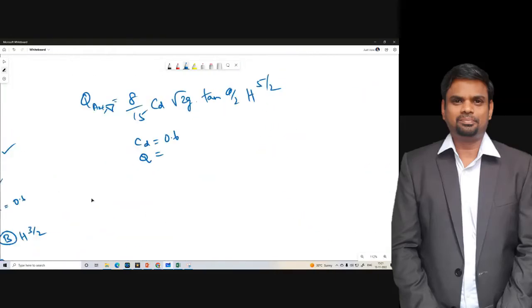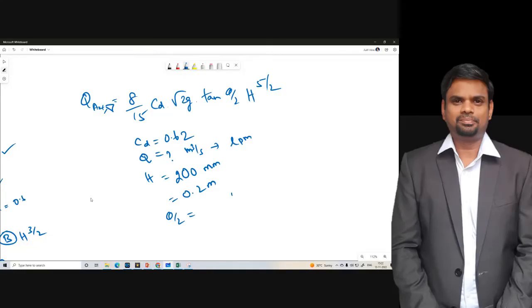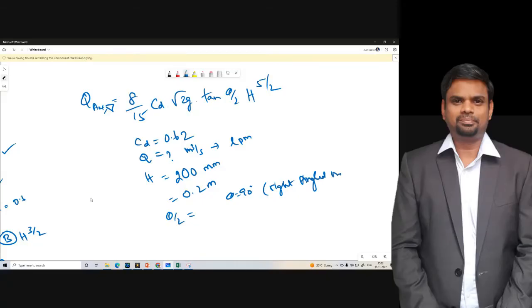Okay, Cd value is 0.62, it is given. H value is also given. Q we have to determine in meter cube per second, then we have to convert it to LPM. The H value is given as 200 mm, which is equal to 0.2 meters, and theta is 90 degrees, right angled notch. So theta by 2 is 45 degrees.